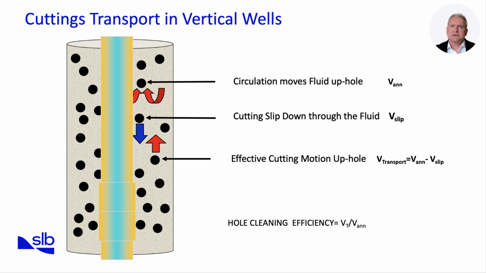Hole cleaning efficiency in vertical wells can be defined as the ratio of transport velocity to annular velocity. Hole cleaning efficiency equals V-transport divided by Va. Vertical wells are typically the easiest to clean, since flow is symmetrical around the drill pipe and gravity assists upward transport. The key takeaway is that in a vertical hole, flow dominates for hole cleaning.